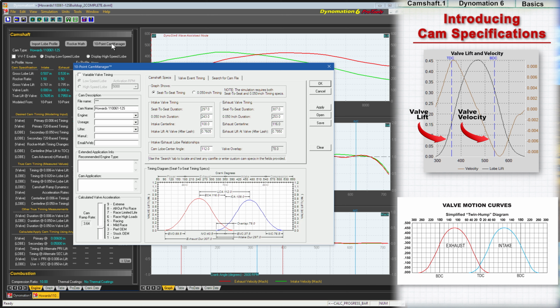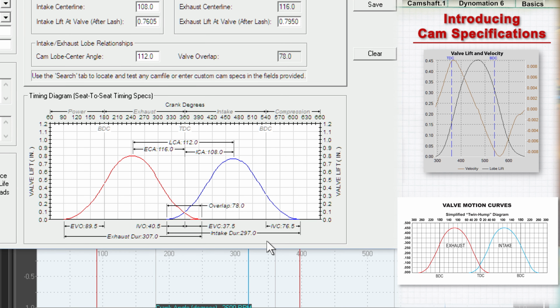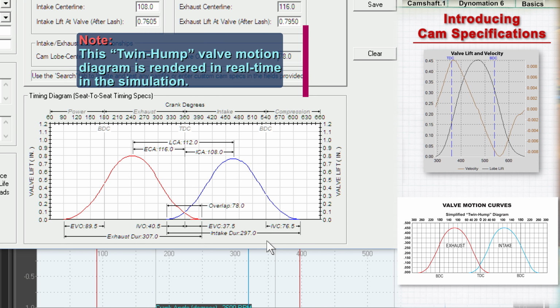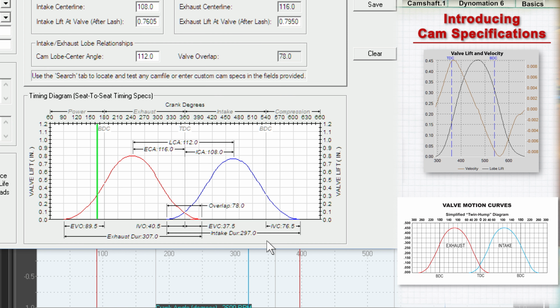The intake and exhaust valve lift curves are depicted in this twin hump diagram, as shown here in Dynamation 6. In a running engine, valve events happen from left to right, within the 720-degree span of the four-stroke engine process. To highlight the details of valve motion, we first need to locate three piston positions, starting with bottom dead center, or BDC, on the power stroke, here. Then, the piston returns to top dead center, TDC, here, as the engine cycle switches from exhaust to intake. Next, the piston moves to BDC on the intake stroke. These points directly relate to camshaft valve event timing.